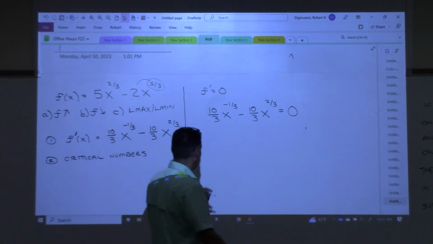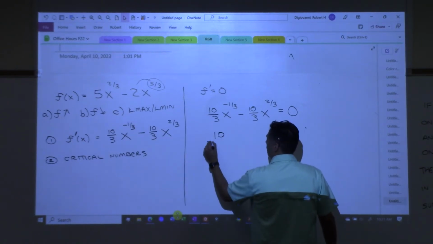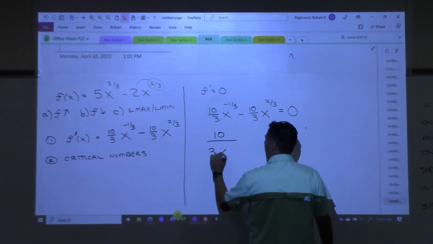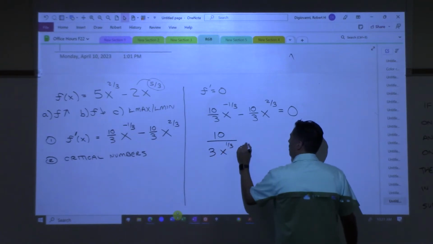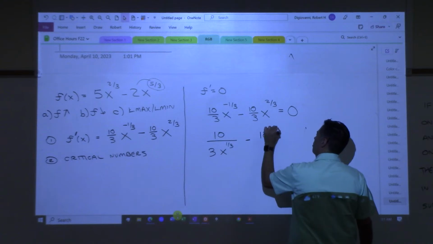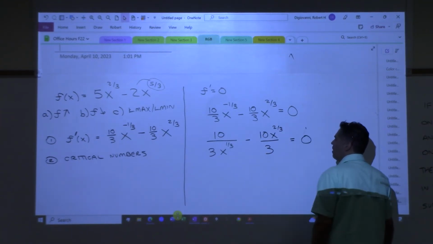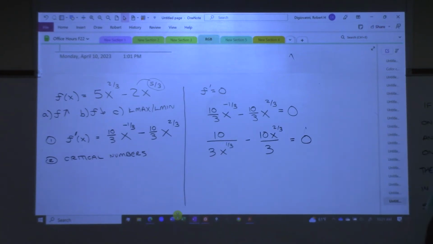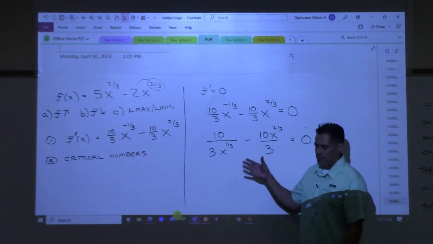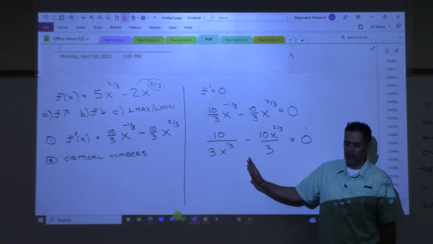I would rewrite this as 10 over 3x to the 1/3 minus 10x to the 2/3 over 3 equals 0. So all I've done there is anything that's in the numerator, I've left it up in the numerator. Anything that's in the denominator, I've pushed it into the denominator and made it very explicit, right? Like in front of you, you can see it.